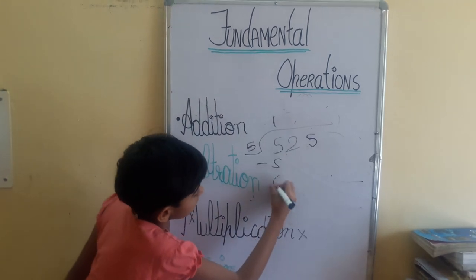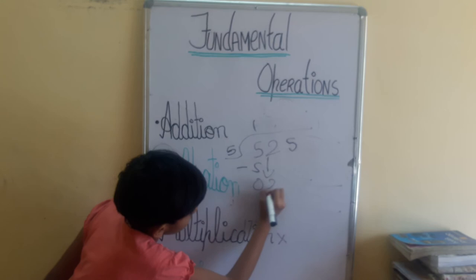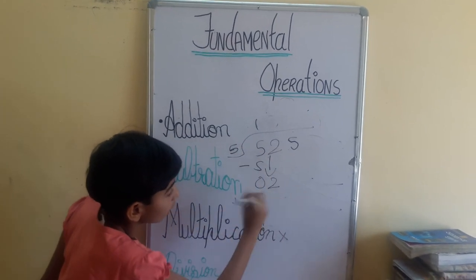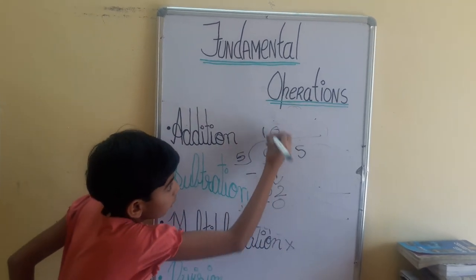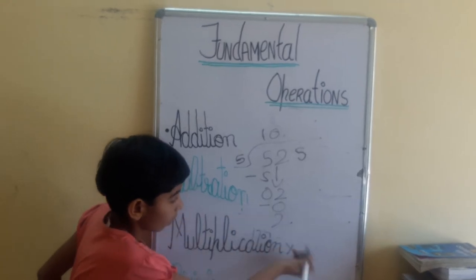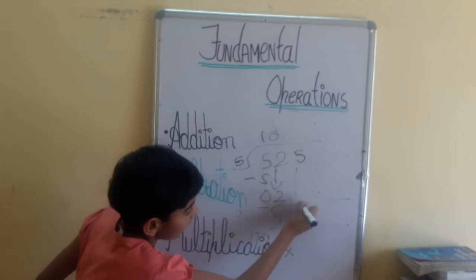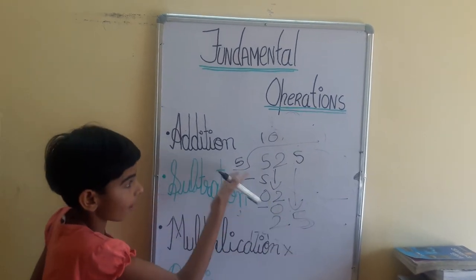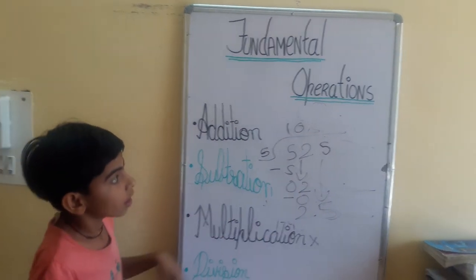So it will be 0 and 2. So it cannot be divided. So 0. Here will be 2, 0. And here will be the answer, and 5. 25 always comes in 5. So the answer is 105 persons sit in one bus.